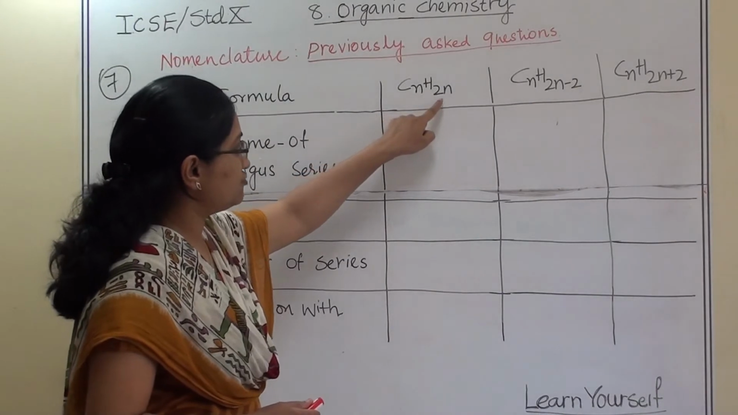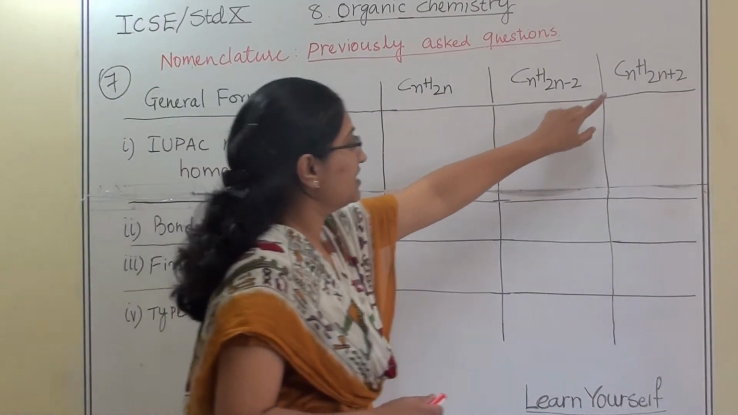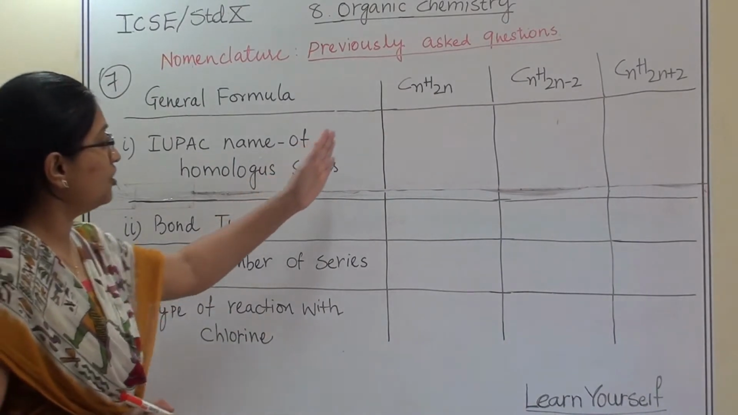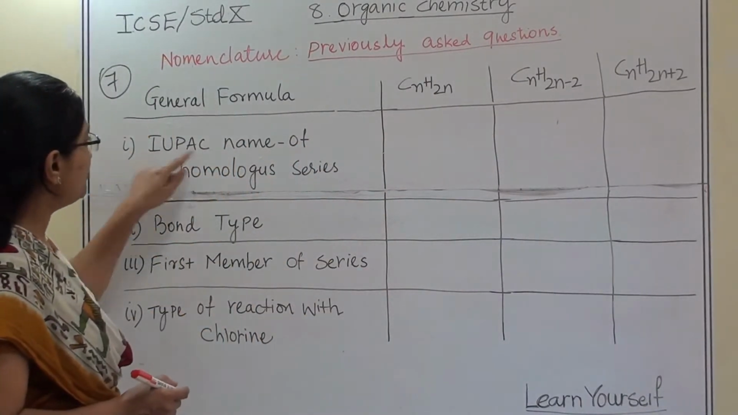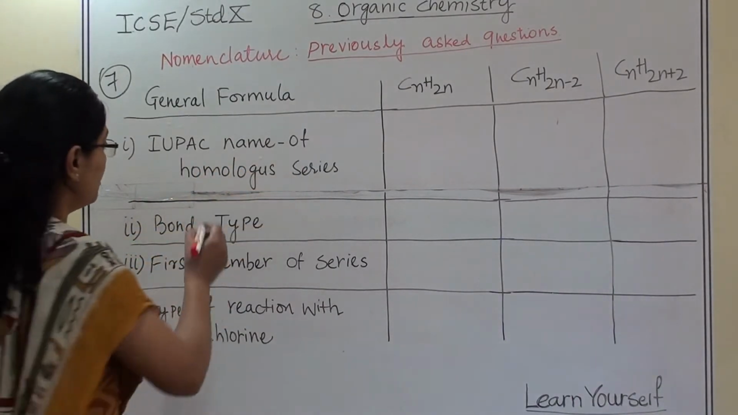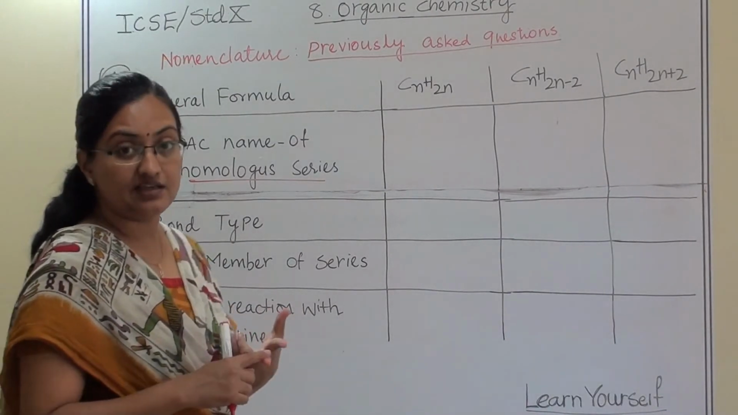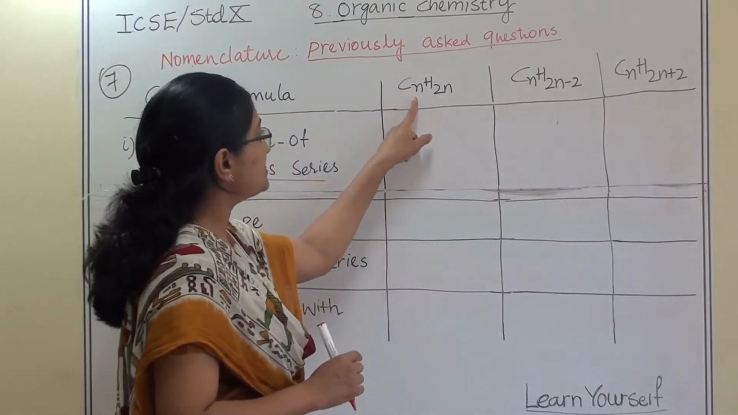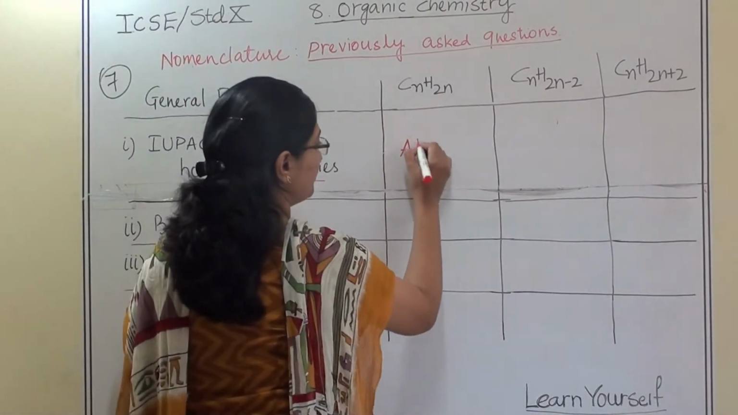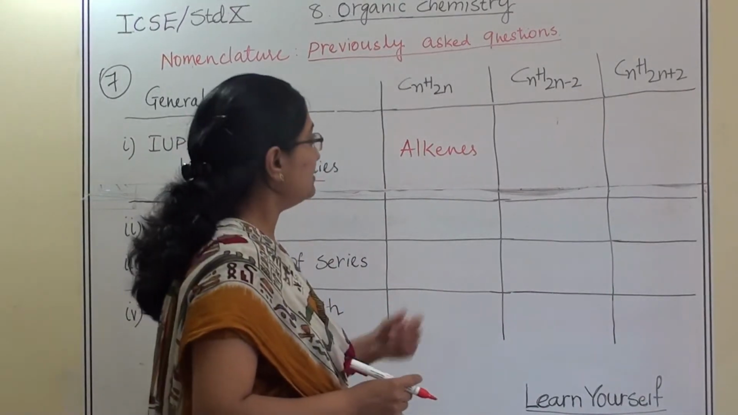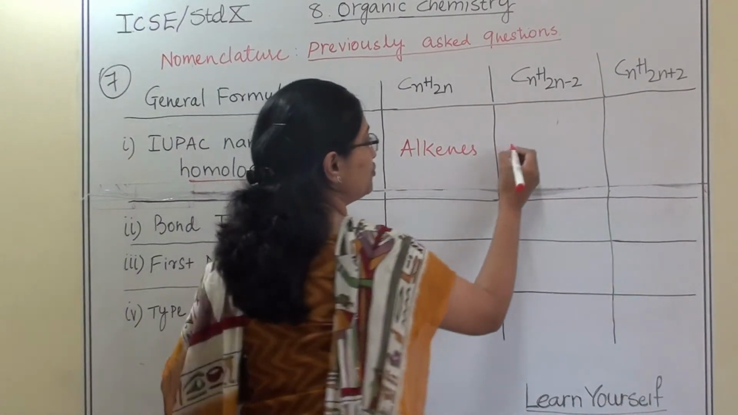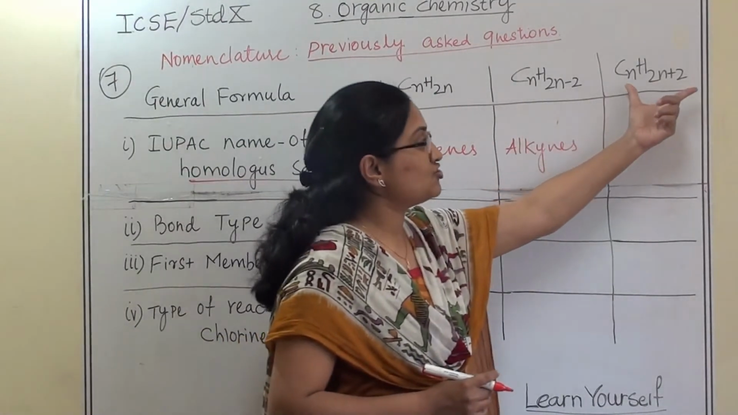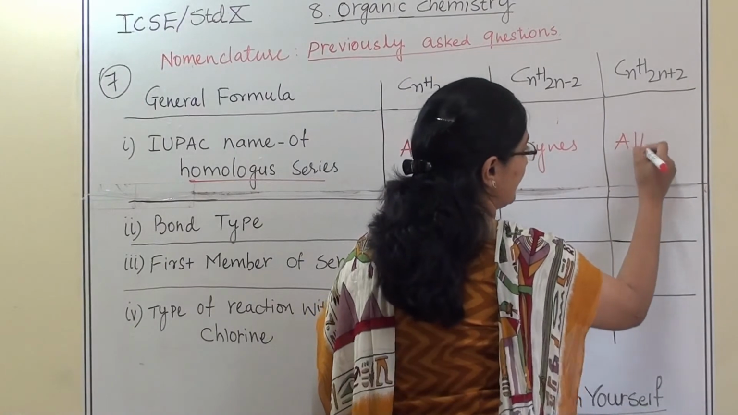The first column is CnH2n, the second is CnH2n minus 2, and the last one is CnH2n plus 2. And these are the rows which we need to answer for these 3 columns. So first thing, the IUPAC name of the homologous series. So what are the homologous series? Alkane, alkene and alkynes. So here you have to identify which homologous series each formula belongs to. CnH2n is for alkenes. Then CnH2n minus 2 is for alkynes. Then CnH2n plus 2 is for alkanes.